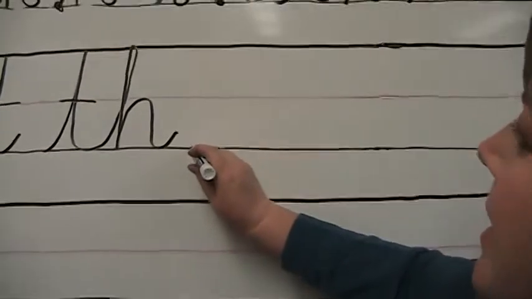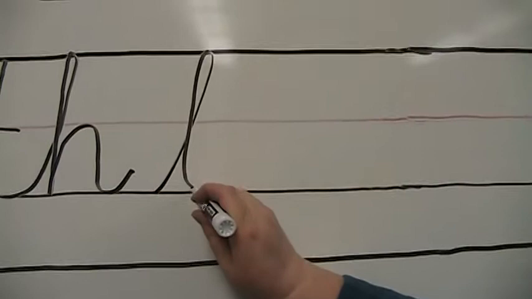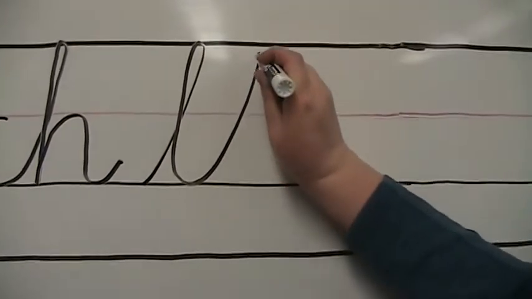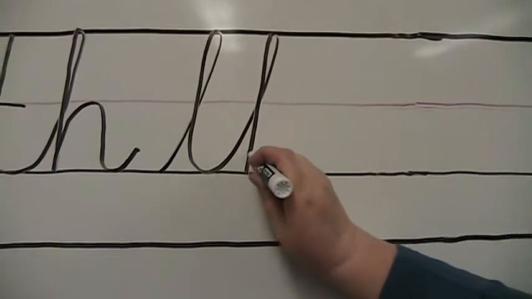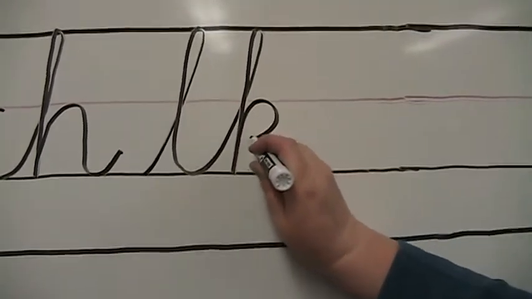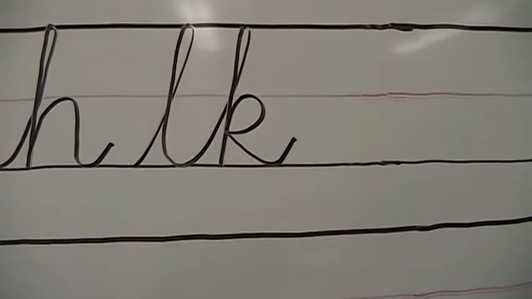Some other letters we can put together would be L and K. So we start at the bottom, make our loop. The tail turns right into the loop for the K. Touch the bottom, go straight down, turn around and go back. Here's our loop, connect, and down for our tail. There's LK.